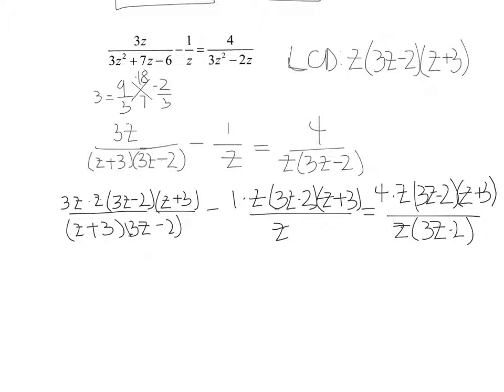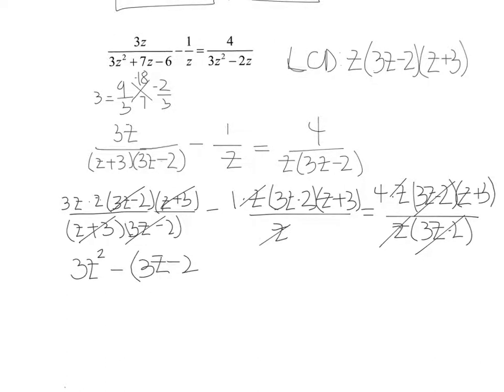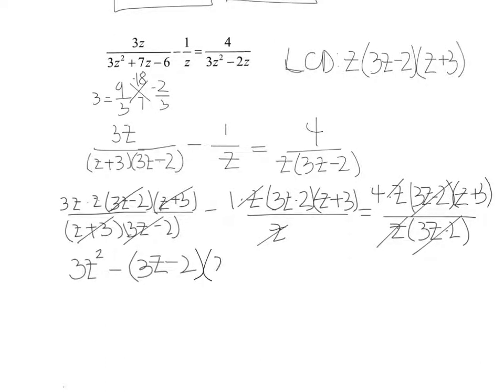Now we can start canceling anything that appears in the numerator and denominator. With our first term, that'd be 3z minus 2 and z plus 3. Our second term would just be z, and our last term is going to be z and 3z minus 2. Now we're left with 3z times z, which is 3z squared, minus, in parentheses, 3z minus 2 times z plus 3, and then equals 4 times z plus 3.